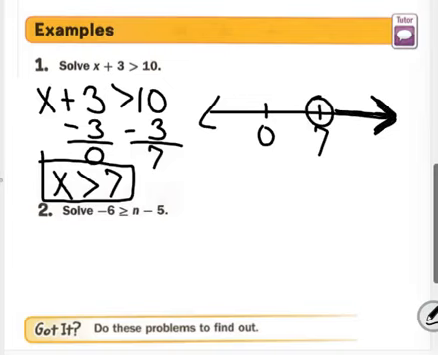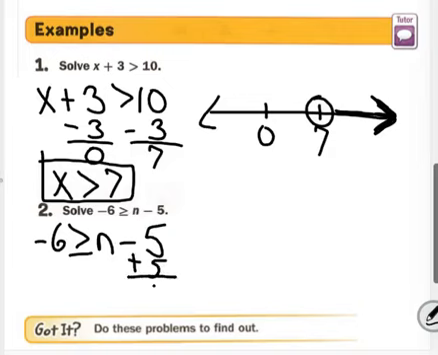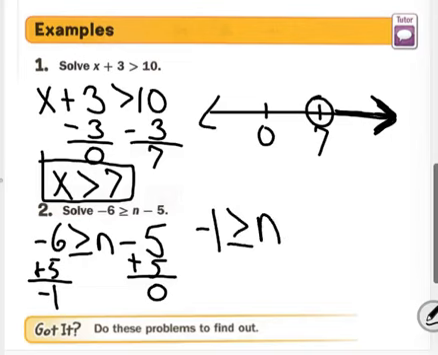All right, next one, solve. Negative 6 is greater than or equal to n plus 5. Excuse me, n minus 5. Getting ahead of myself. To isolate our variable, add 5 to both sides. Negative 6 plus 5 is negative 1. So we end up with negative 1 is greater than or equal to n. Now, here's a little trick. If you like having your variable on the left, you can do that, but remember to switch your inequality. My inequality looks a little funky there, doesn't it?